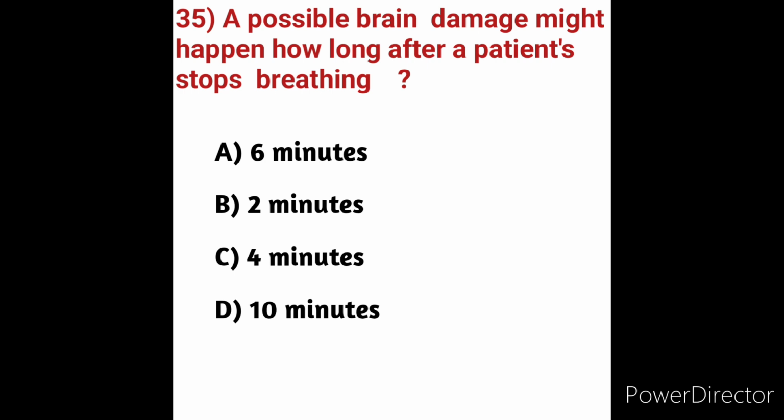Some of the conditions are drowning, choking and suffocation, cardiac arrest, or head injuries. Cerebral hypoxia can kill brain cells and lead to brain damage and death. So here, for how long after the patient stops breathing might brain damage happen, option C, 4 minutes, is the correct answer. Time is very important. If an unconscious patient is not breathing, we have to immediately check the pulse and then start CPR right there. So within 4 minutes brain death will happen after breathing stops.